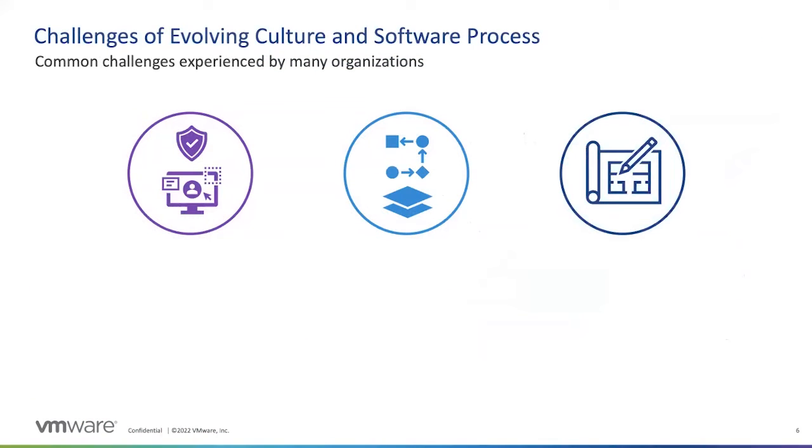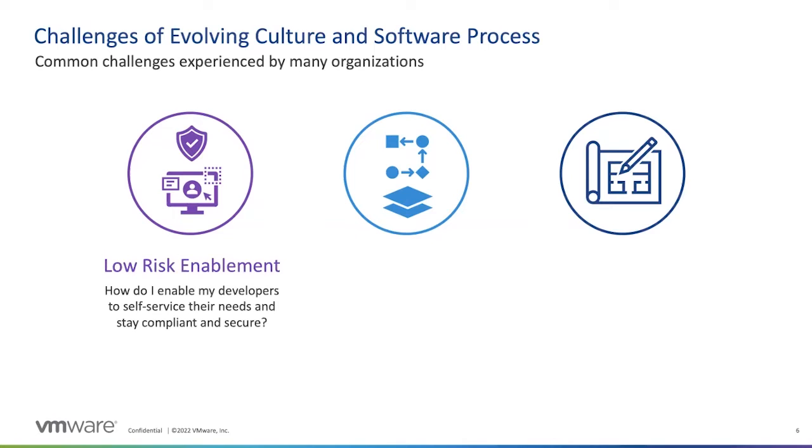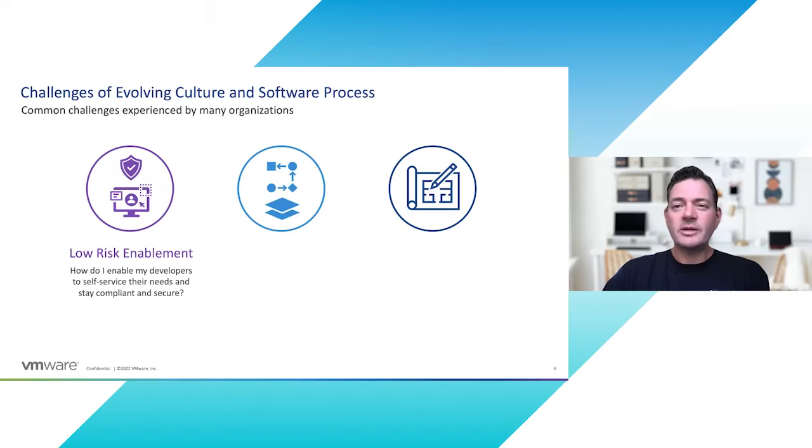So when it comes to implementing a DevSecOps-driven ecosystem, what are the common challenges faced by our customers? First is low-risk enablement, which is really saying, I want to enable my developers to be able to run at full speed and self-service their needs, but I also want to ensure that no risk is introduced and we remain secure and compliant. So we want to give the developers the tools, but not blow up the workshop.